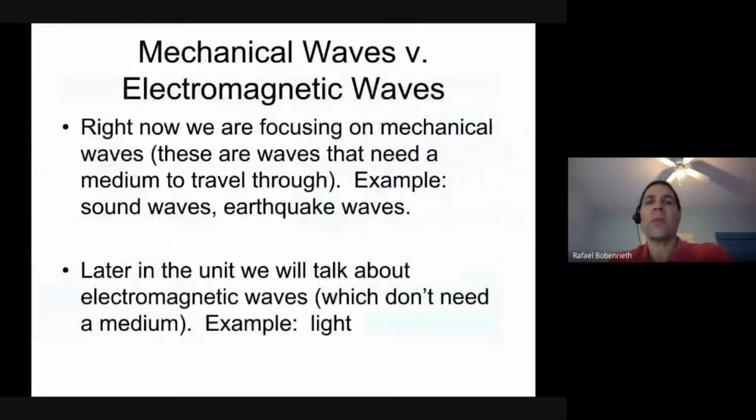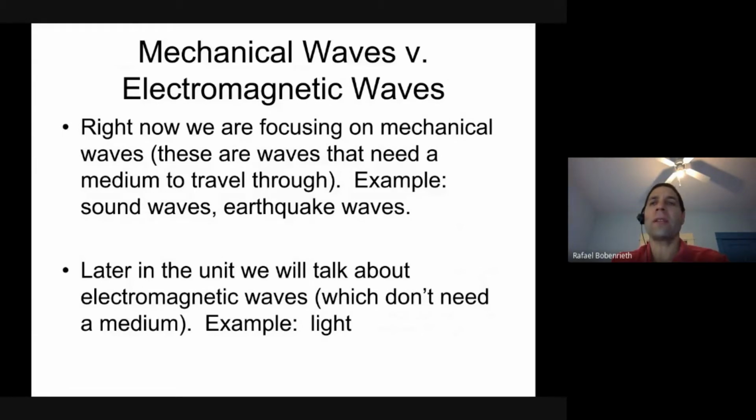All right, so first thing I just want to establish is, so far in this unit, we've been talking about mechanical waves. And mechanical waves are waves that have to travel through matter: solid, liquid, gas, something like that. So things like sound waves, earthquake waves, waves on a rope, waves on a spring, those are all what we call mechanical waves. Just know at some point later in the unit, we are going to talk about electromagnetic waves.